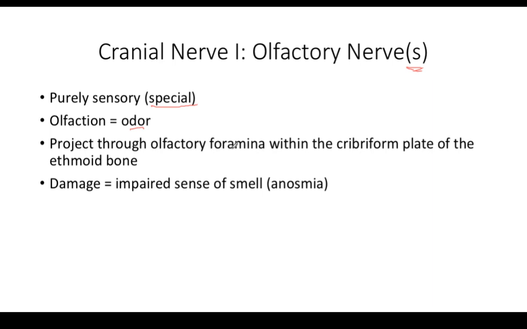Remember that the cribriform plate is at the roof of the skull. Not the roof of the skull, roof of the nose. Sorry. But we'll look at that in a moment. And obviously, if people have damage to this nerve or nerves, they will have an impaired sense of smell, or it could be a total loss of smell as well, which is called anosmia.